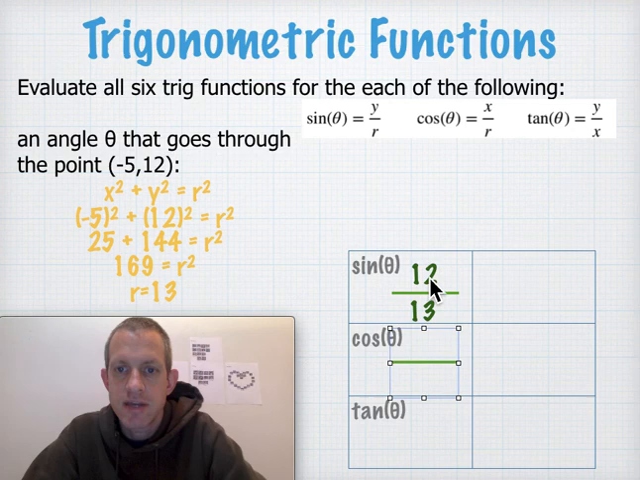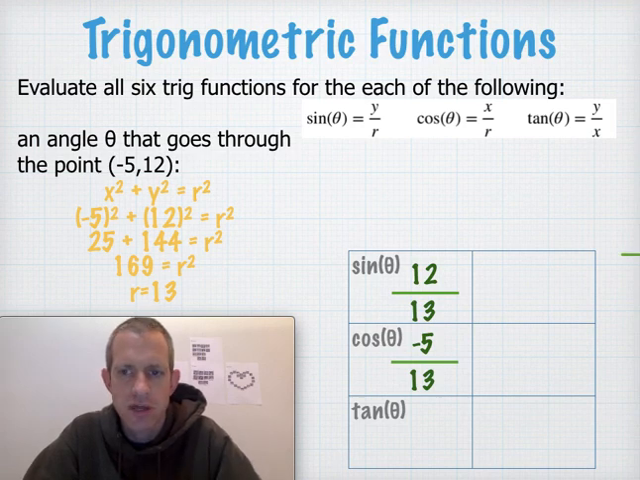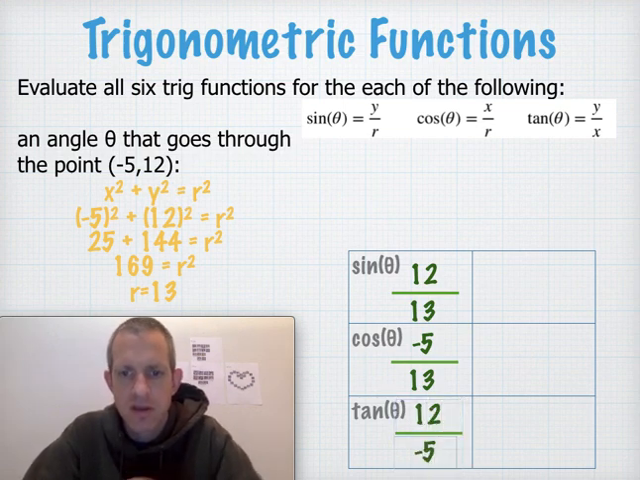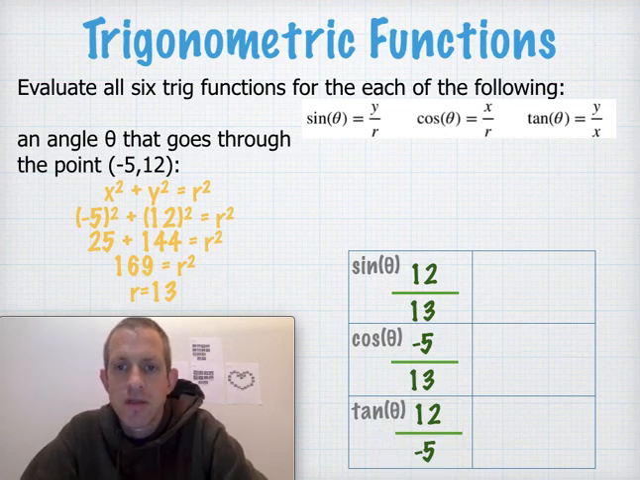Cosine is going to be the x-coordinate over the radius because it's a width. That's a negative 5 for x and a 13 for the radius. And then tangents are like slopes, and so they are y's over x's. And so that would be a 12 over a negative 5. You can leave the negative sign in the bottom. A lot of times people will put it on top or even out in front, but tangent of theta is negative 12/5.